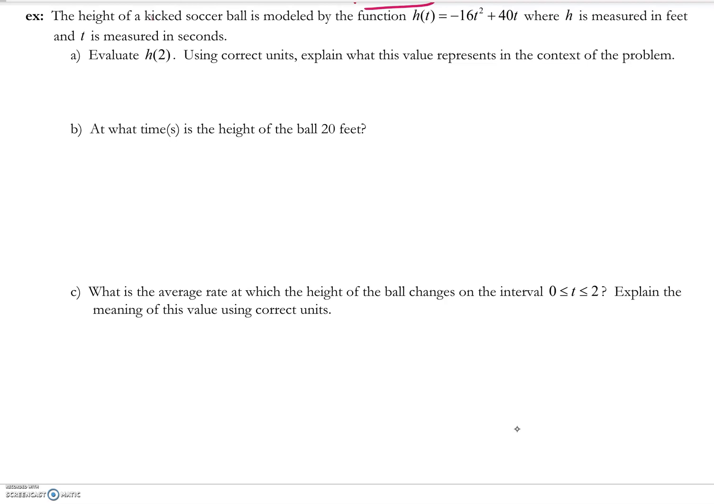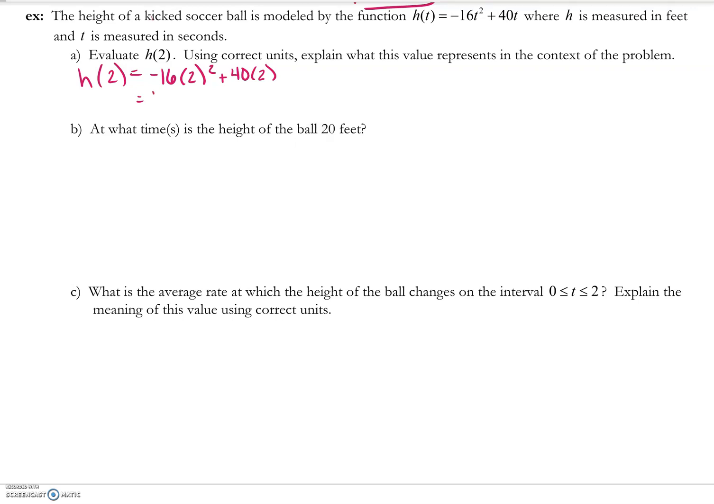So remember, using function notation, if I give you something like this, h of 2, that means that 2 is the input, so we're going to replace whatever t values we see in our equation with that number 2. So negative 16 times 2 squared plus 40 times 2. If you have your calculator, go ahead and get your calculator out and you can plug that into your calculator. If you type it in exactly as you see it with parentheses and all, you should get the correct answer.